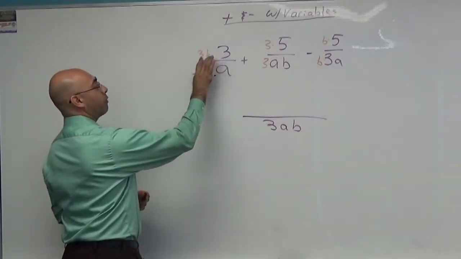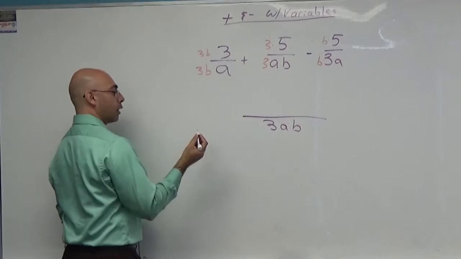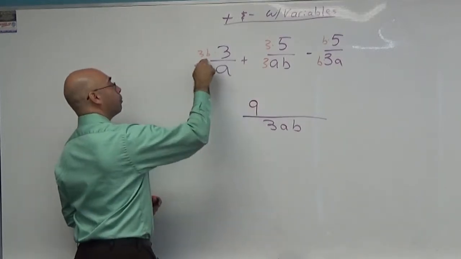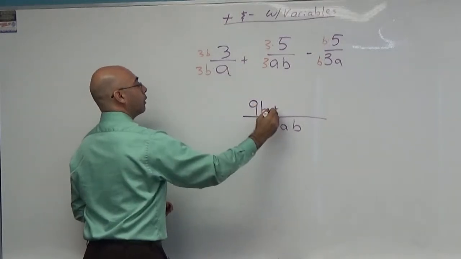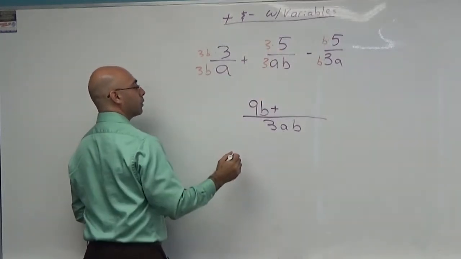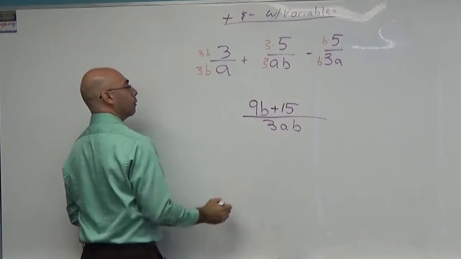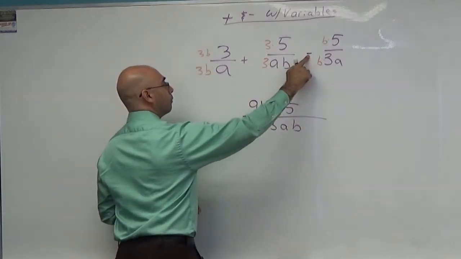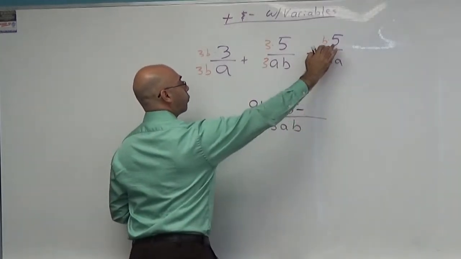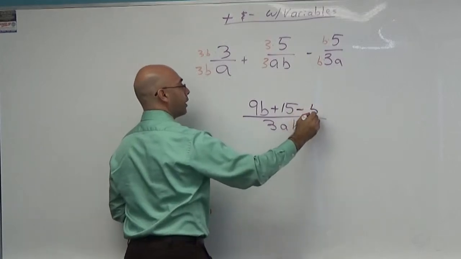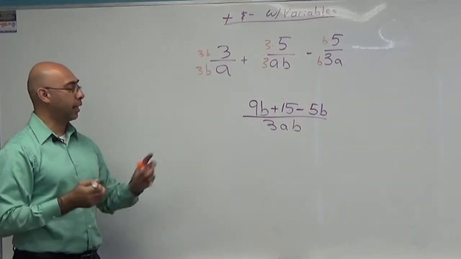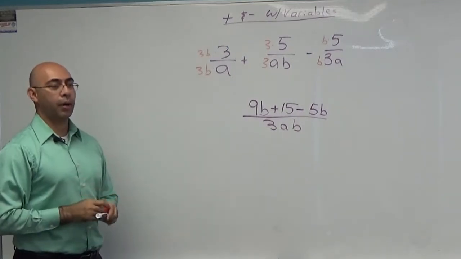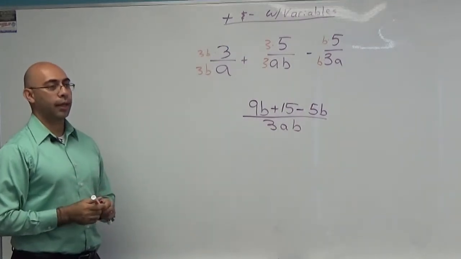So here, I have a 3 times a 3. What's 3 times 3? 9. I have a B, B. What does that say? Here, I just have a 3 and a 5, which is 15. Here, I have a what? A 5B. Now, my question is this. Can I leave it? Am I done? Or is there anything I can combine? You can combine. What can I combine?